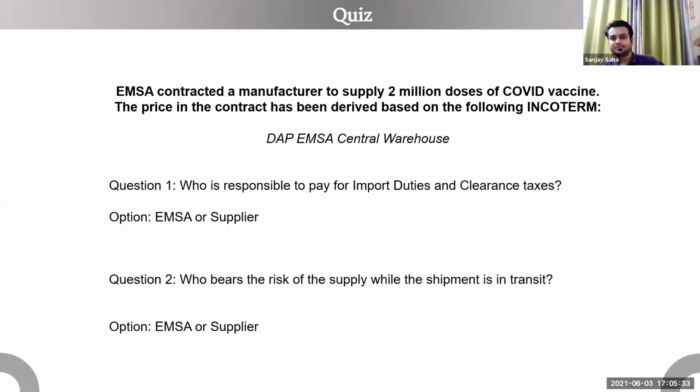Moving quickly onto the quiz. This is a fictional scenario. EMSA, a central medical store, contracted a manufacturer to supply 2 million doses of COVID vaccines. The price in the contract has been derived based on the following Incoterm: DAP, the location being EMSA's central warehouse. There are two questions for you coming on your screen now. Number one, who is responsible to pay for import duties? And who bears the risk of the supply while the shipment is in transit? These are the two questions for you.